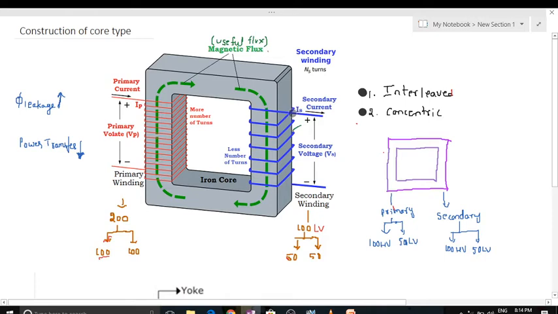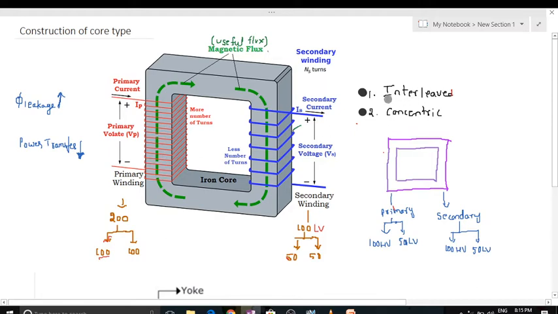So if flux leakage takes place, what will be the problem? If the flux leakage increases, then the power transfer from the primary to the secondary decreases. If the power transfer decreases, then the transformer efficiency decreases. This is the most important concept. To overcome the leakage flux problem, we have a procedure of placing the windings on the primary and secondary limbs.